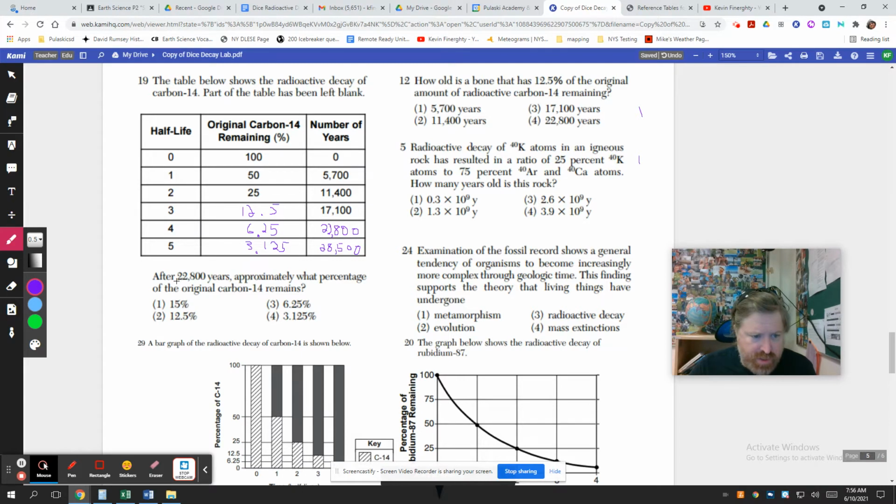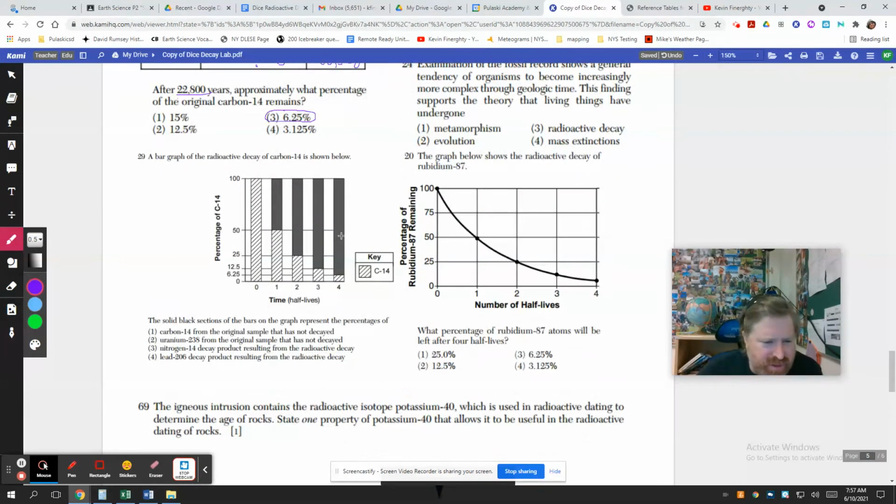So this question wants to know, after 22,800 years, so we're at this line right here, how much is left? 6.25. And really, that could ask, after 4 half-lives, what percentage is left? 6.25. That could be for all of them. These years you'd have to calculate for each different isotope, but it doesn't really make it any harder. It's kind of the same thing. So after this many half-lives, this much percentage-wise is left. And then how many years did that take? Okay, let's look at some others.